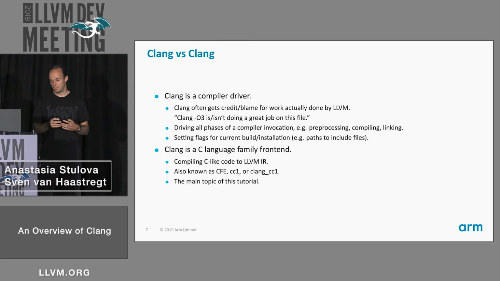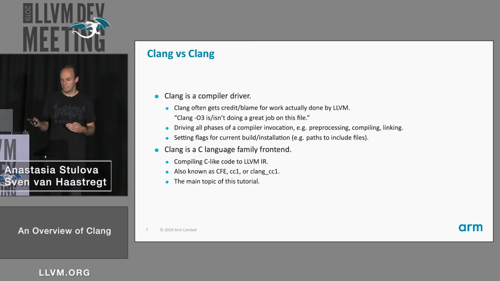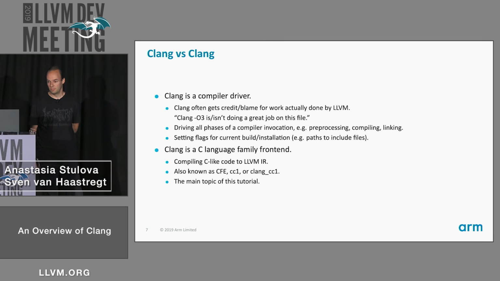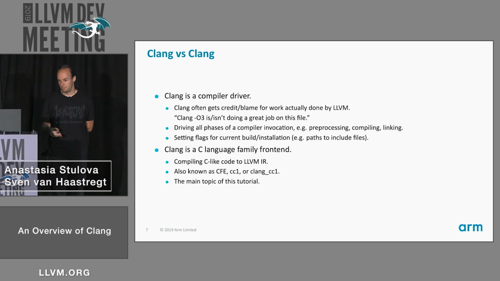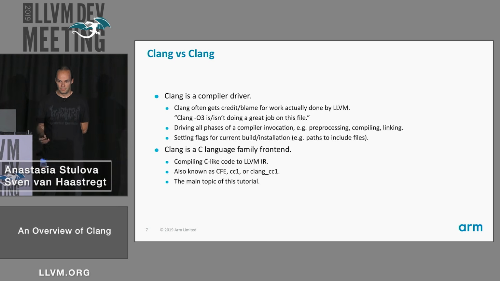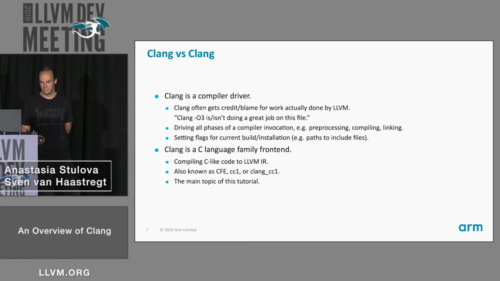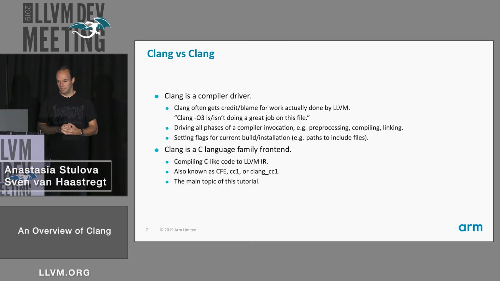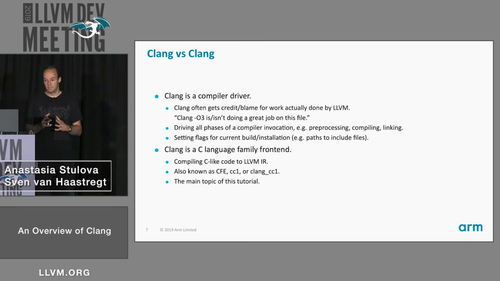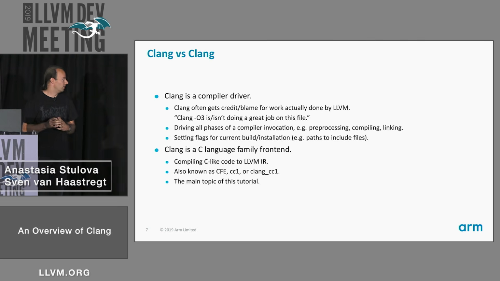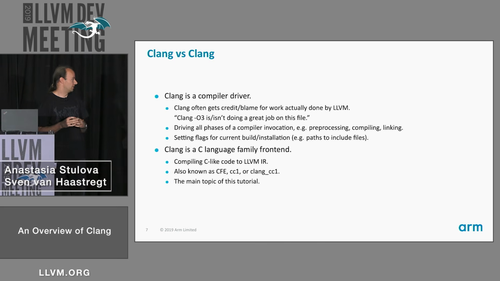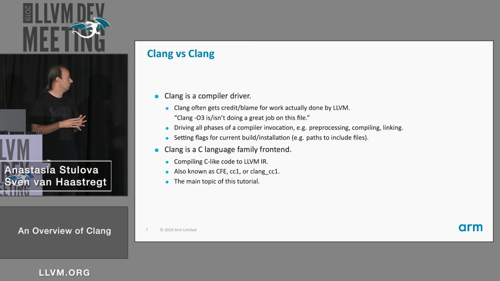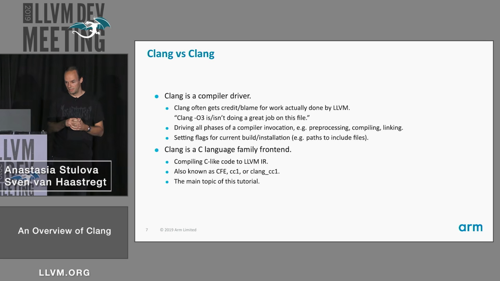The driver itself is responsible for driving all the different phases in a compiler run, like driving the preprocessor, the linker, optimizations and stuff like that, and also making sure that all the flags are set correctly and pointing to your kernel, your installation. The other side of Clang is that it's a language family frontend, and that's going to be the main topic of this tutorial. The purpose of a language frontend is compiling C-like code to LLVM IR.